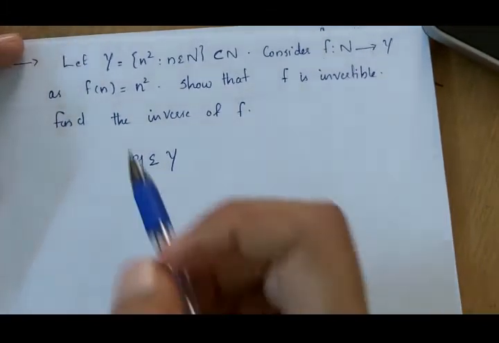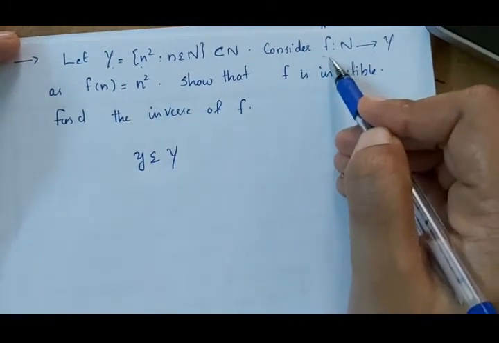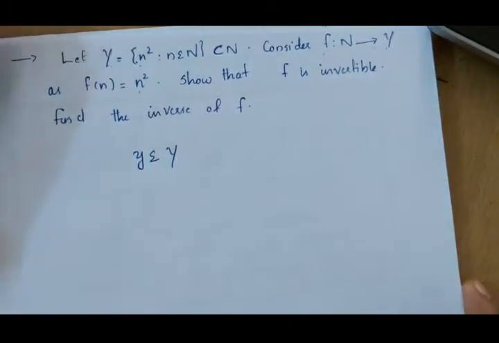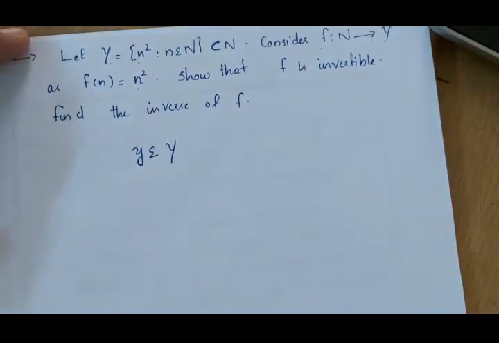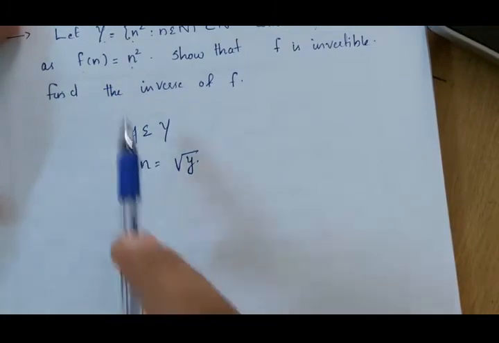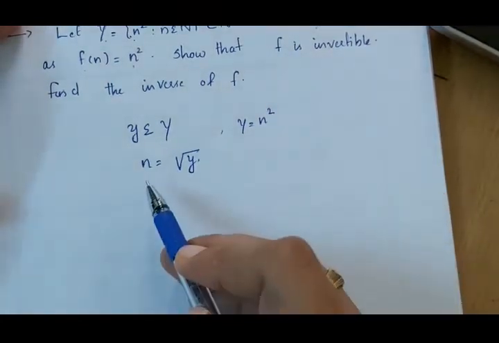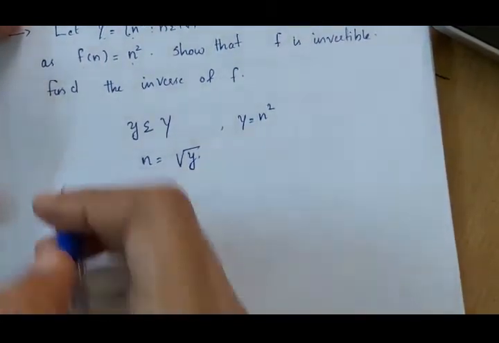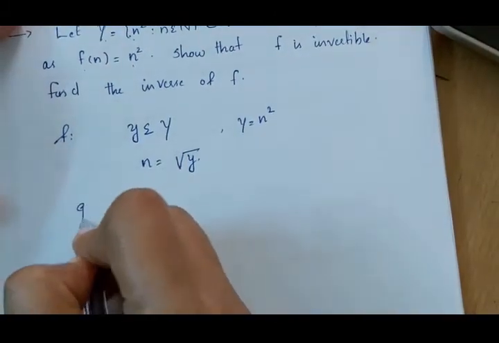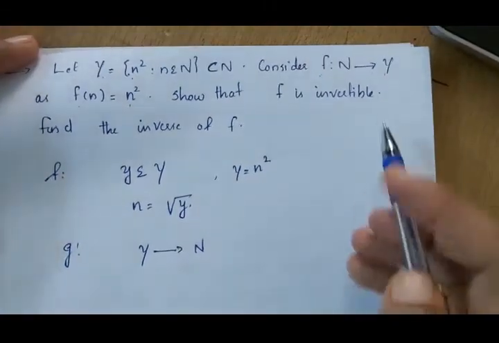Consider y element of capital Y. The question: y is equal to n square, n element of N, and the function f is defined from N to Y. F of n is equal to n square. Then y is equal to n square, so we can define n is equal to root y. This is for function f. Then go to the function g, which is defined from Y to N, the reverse of this.